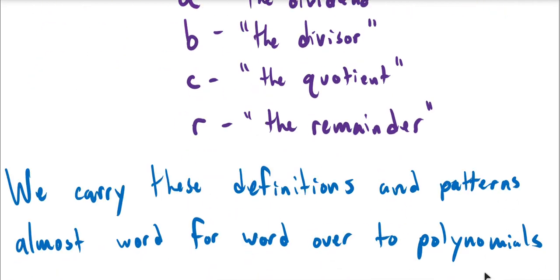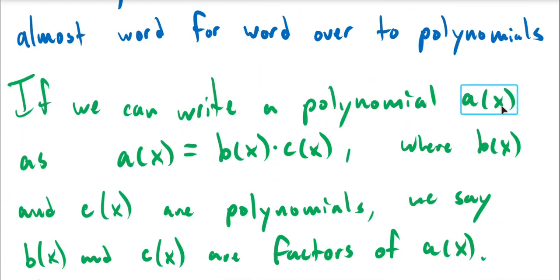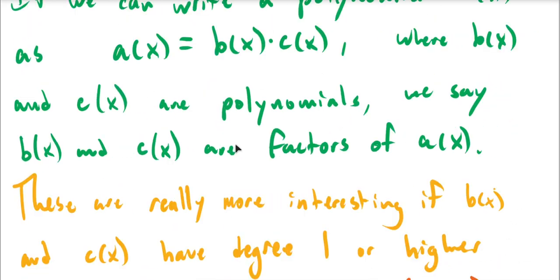Now we can carry these definitions and these patterns almost word for word over to the polynomials. If we can write a polynomial a as a equals b times c, where b and c are polynomials, then we say that b and c are factors of the polynomial a. It's a little bit more interesting if b and c have degree 1 or higher, right? You could factor out numbers, of course. That's a valid factorization. But it's interesting when you can factor out more than just a greatest common number from each coefficient.